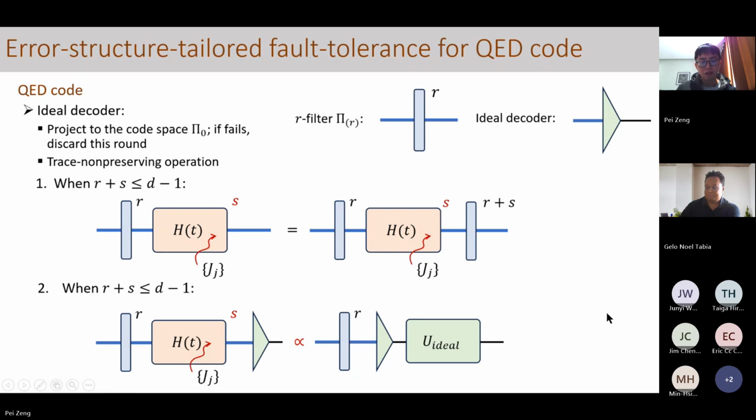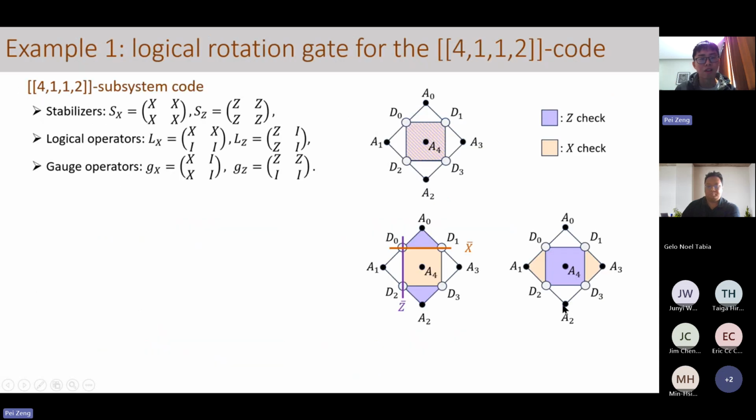Now I have discussed how we can generalize this fault tolerance, but how can we construct an example of this kind of error structure tailored fault tolerance? Let me give you a very simple example based on the 4112 subsystem code. To explain what the 4112 subsystem code is, I will first introduce the 422 code, which is the smallest toric code.